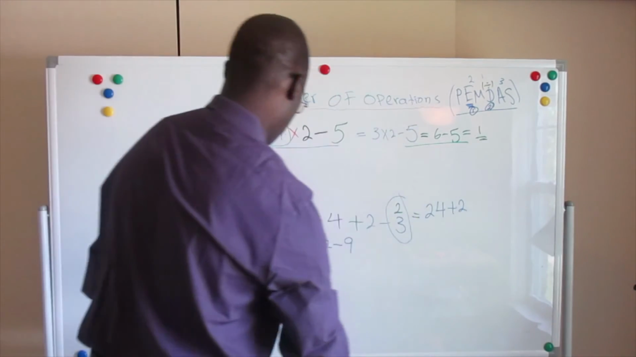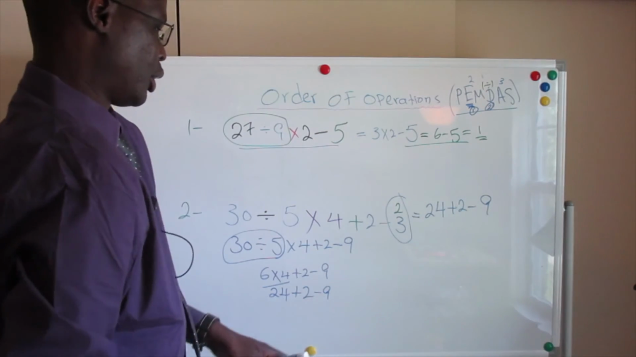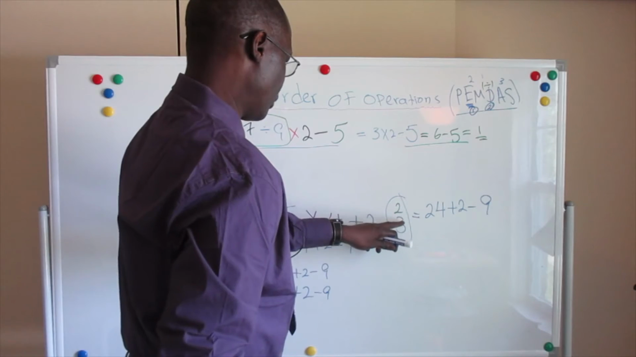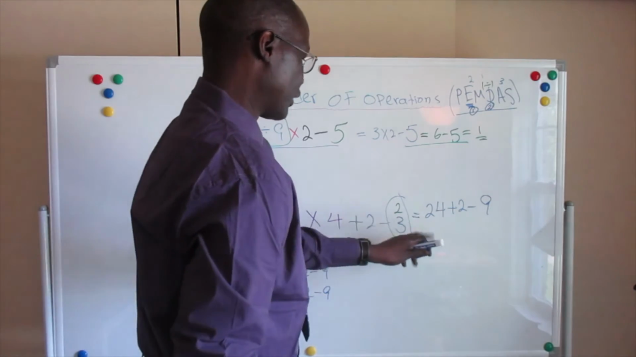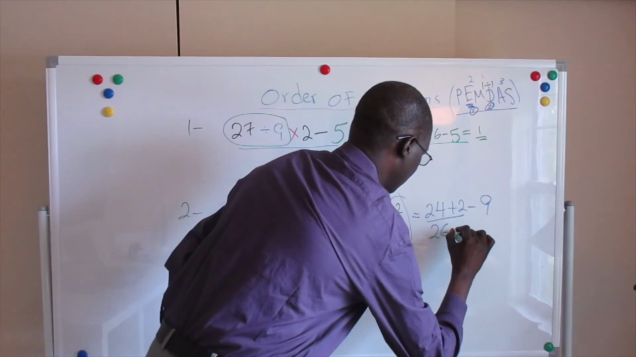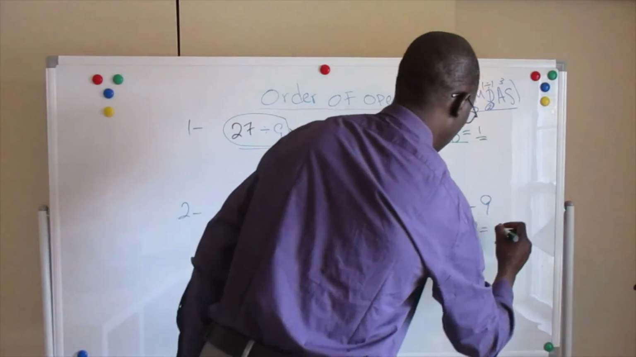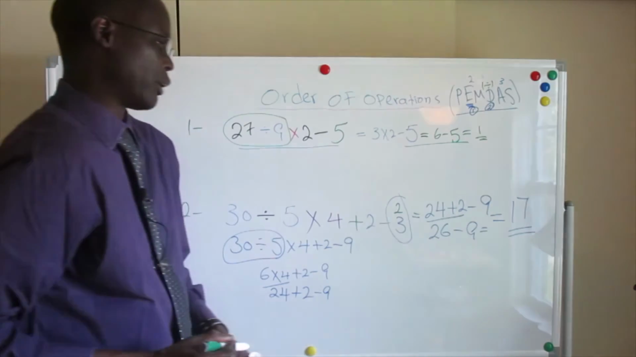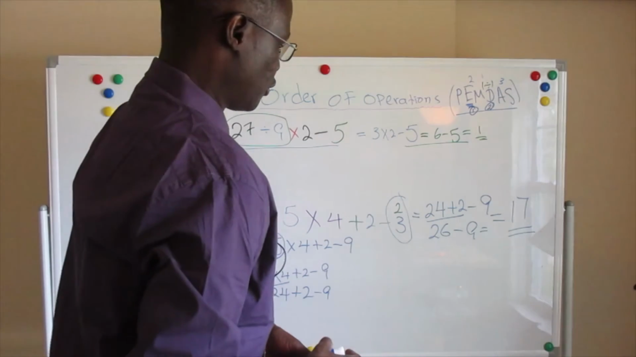24 plus 2 minus 9. Let's go back again. We did the exponent. We got 9. We divided. We multiplied, and then we add. We're going to do addition. It will be 26 minus 9. So the result will be 17. You can do your math, but that should be right, because 17 plus 9 is 26.